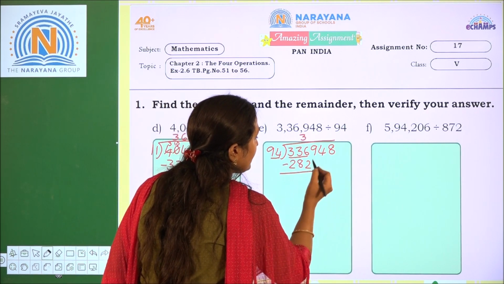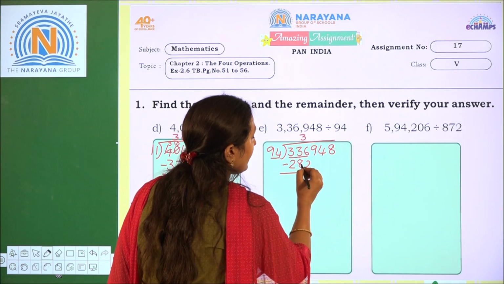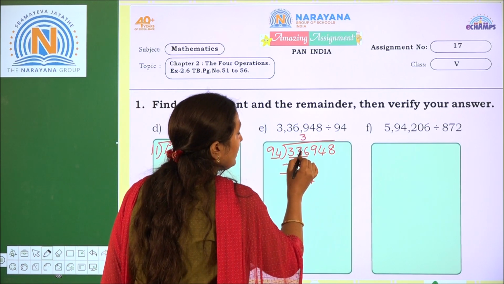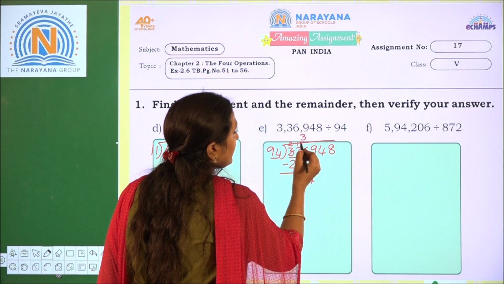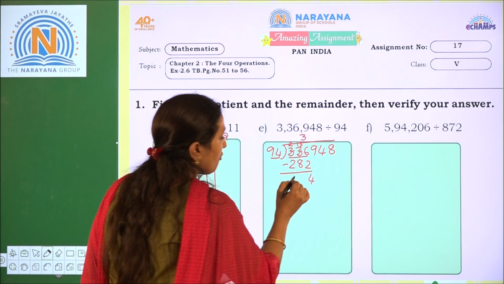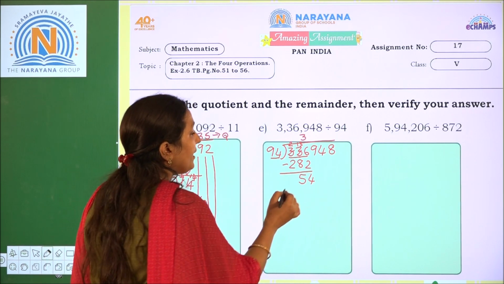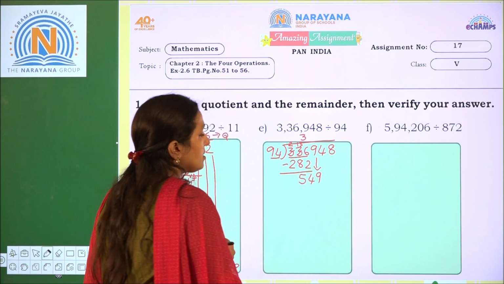Now subtract. 6 minus 2 is 4. Can we subtract 3 minus 8? No. So again we have to regroup. 3 will become 13 and this 3 will become 2. 13 minus 8 is 5. Okay children, now bring down 9. Bring down 9.